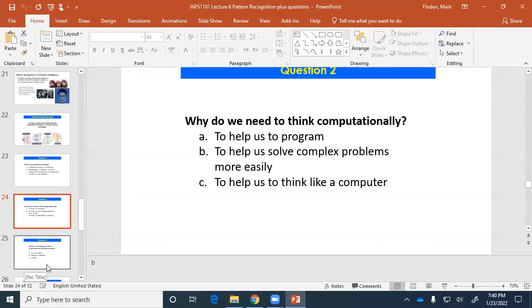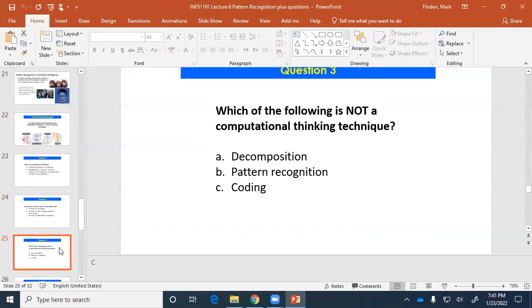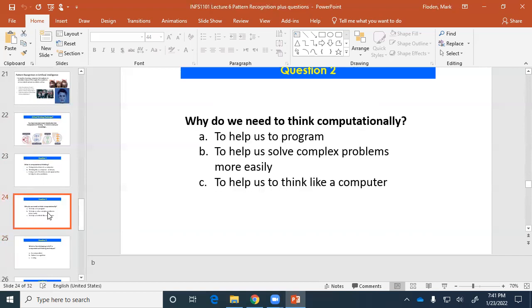Do we need to think computationally to help us program? That's kind of the same question that we had just a minute ago. Solve complex problems more easily. Which one? B. I like that answer. Who said B? You guys are good. All right, so let's go back to see what B is, because somebody wasn't watching. Solve complex problems more easily. Could be with a computer or maybe not.